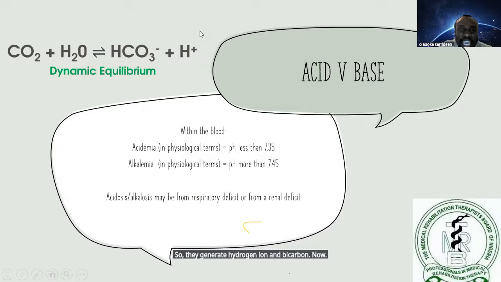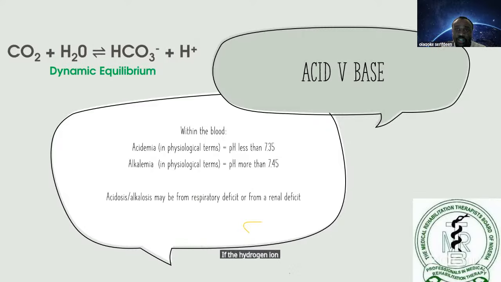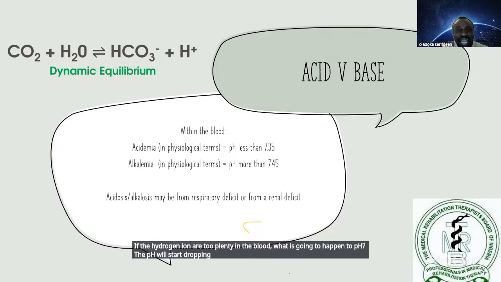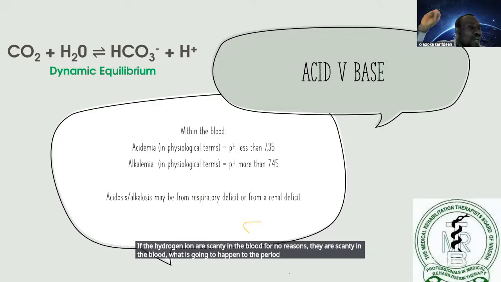Now, this hydrogen ion here decides what is going to happen to your pH. If the hydrogen ions are too plenty in the blood, what is going to happen to pH? The pH will start dropping. If the hydrogen ions are scanty in the blood, what is going to happen to the pH? pH will start going high.